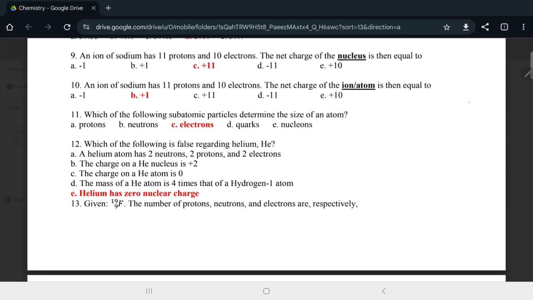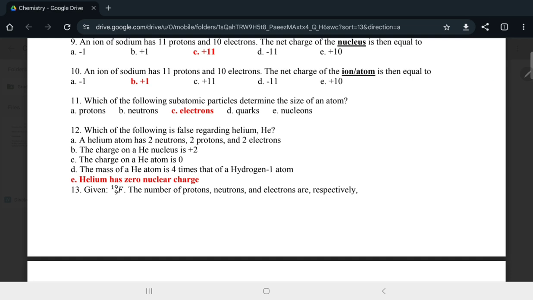Which of the following subatomic particles determine the size of an atom? Okay, let's visualize this. We have this atom. This is the nucleus. Here are the protons and the neutrons, and then we have the electrons scattered all over the electron cloud. And then here we have another nucleus with the protons and the neutrons, and here we have the electrons.